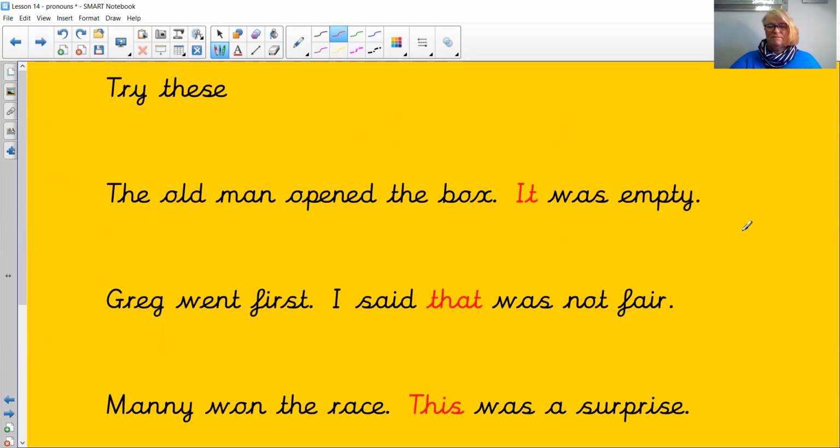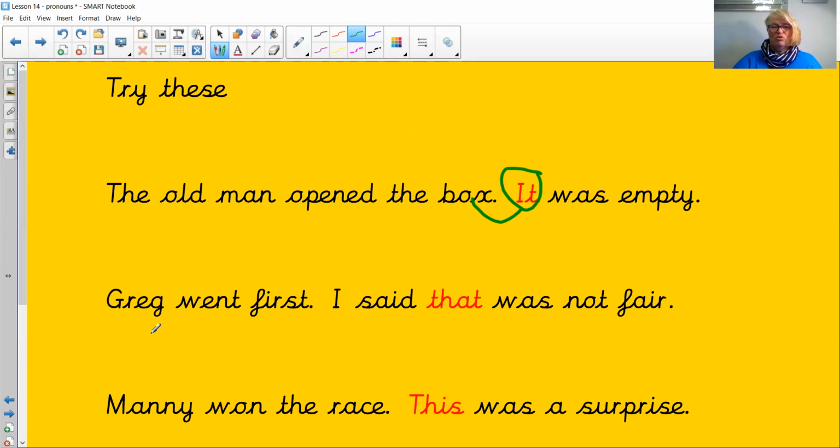Let's have a look at these. The old man opened the box. It was empty. What is it referring to? So change colour here. So it, in this case, is referring to the box, isn't it? Makes perfectly good sense. It's definitely not going to be referring to the old man, is it? Because the old man isn't empty.